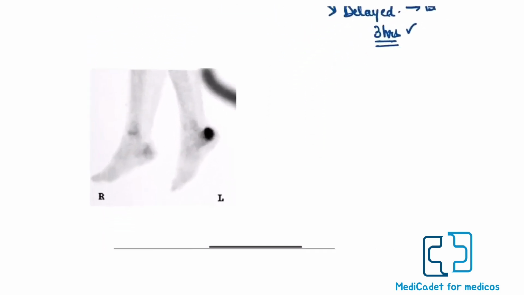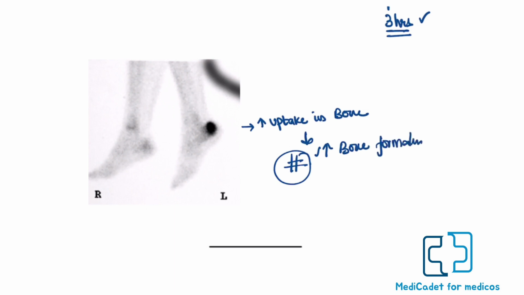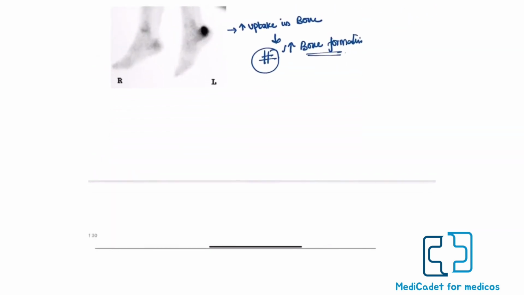For example, this is the calcaneum, and there is an increased uptake in the bone. So that means there is a fracture. Where there is an increased bone formation, there will be an increased uptake. So when there is increased bone formation, based upon the history and the x-rays, we want to comment whether there is a fracture. Because we have confirmed it by bone scanning, there is an increased uptake. That means there is a fracture in the calcaneum. So that is how you can diagnose based upon the bone scan.